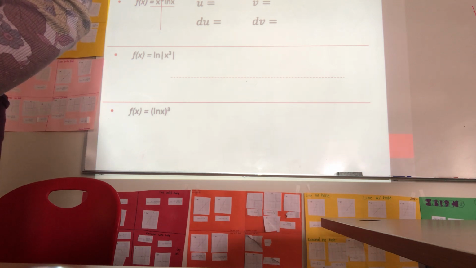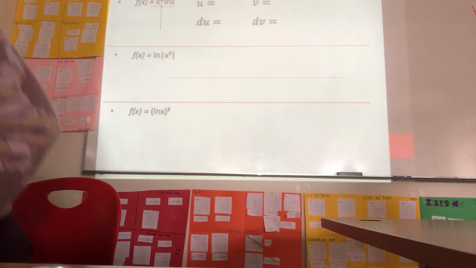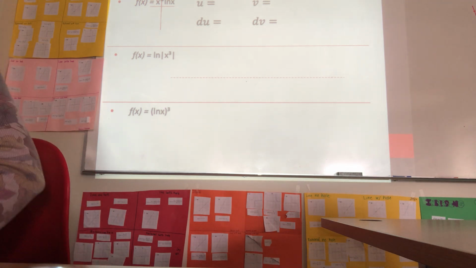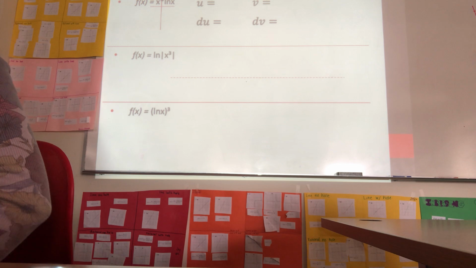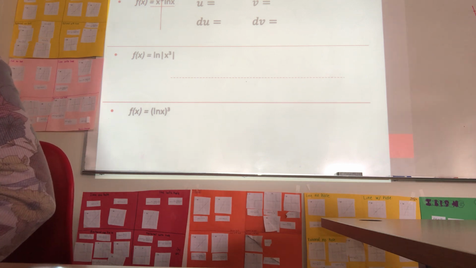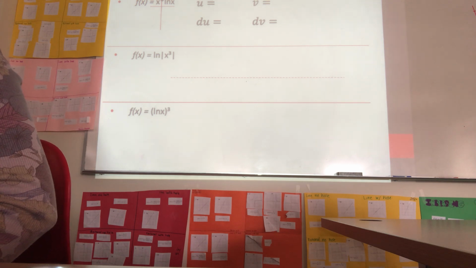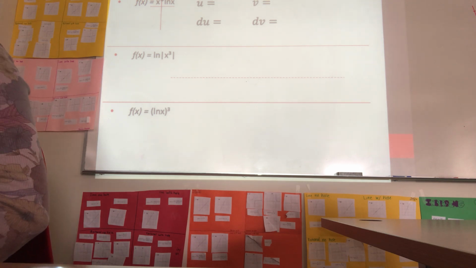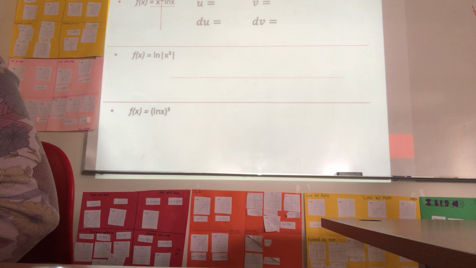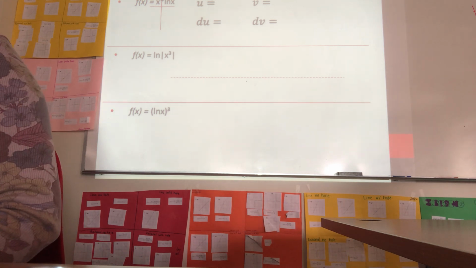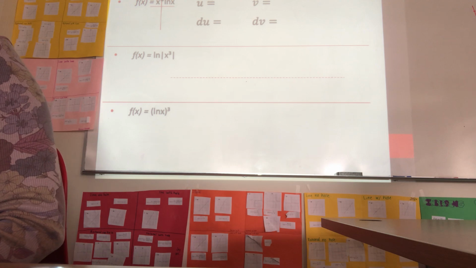3 over x. If there's no absolute value, is it different? No, it's not. I should have put an absolute value in there. That's my bad. So v is ln of x and dv is 1 over x. And then crisscross and add them up.